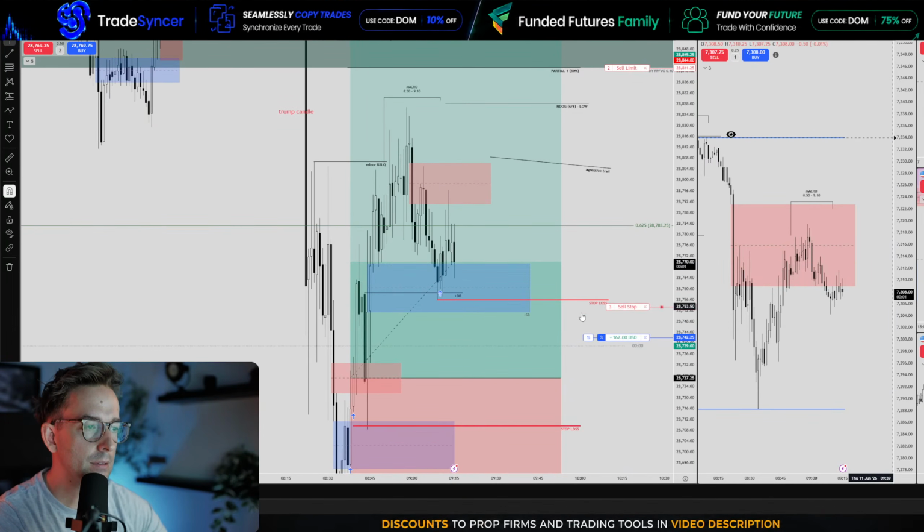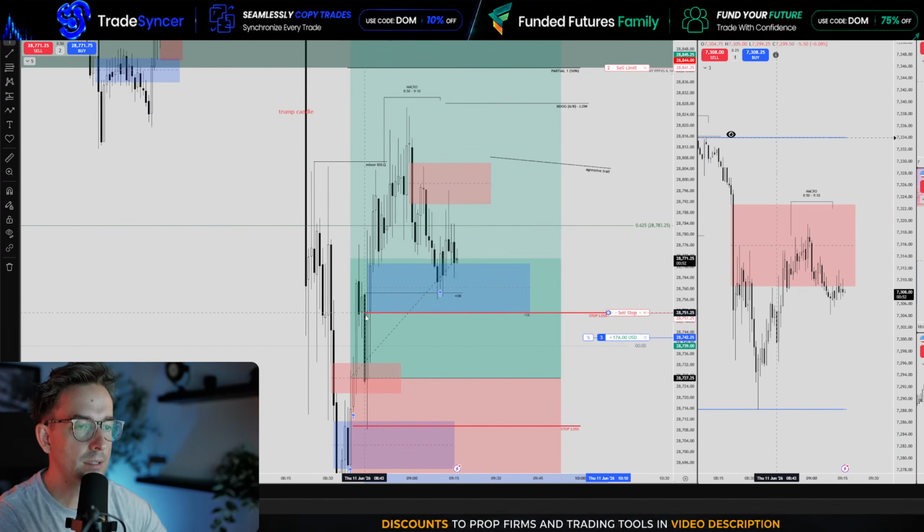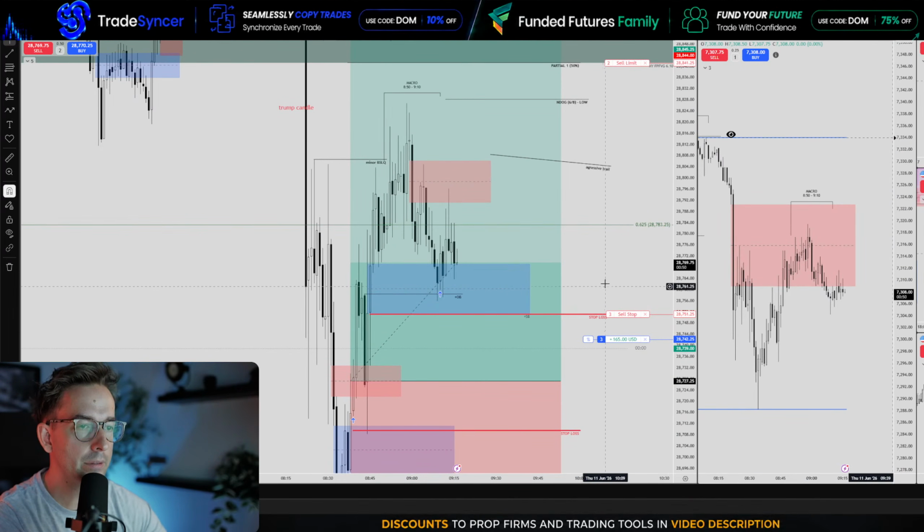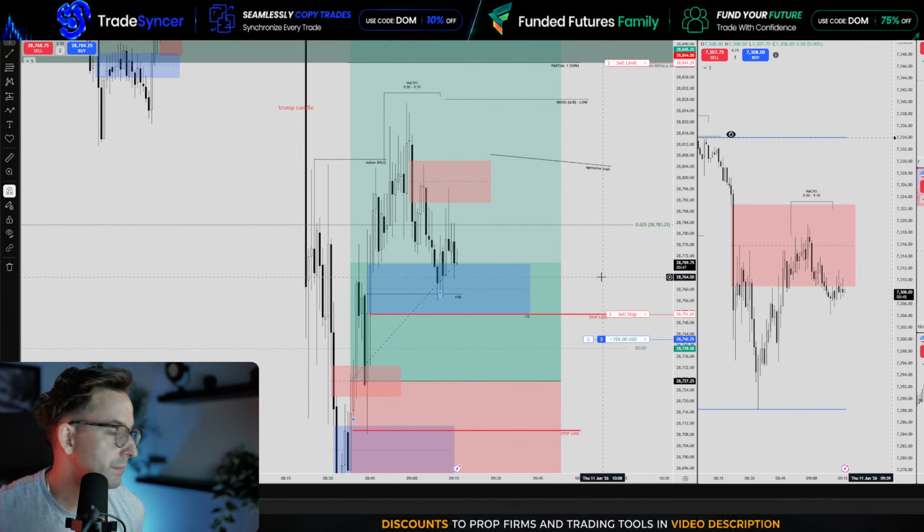Or, you know what? Let me just do it below the suspension block low here. There you go, 0.4R. And if it tags this, we'll call it a session.